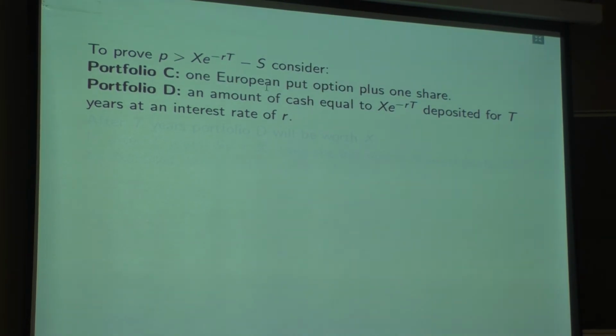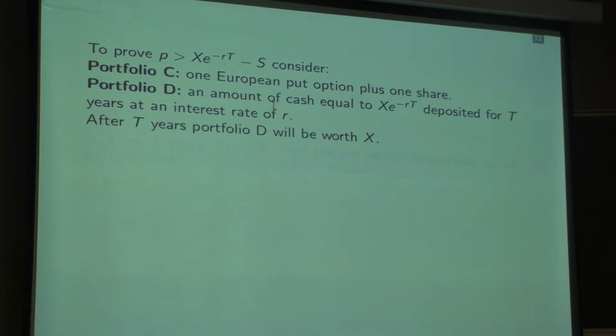So let's start with portfolio D. It has cash. We put it in the savings account. After T years, we're going to collect back X pounds. That's the amount of cash in portfolio D. But now let's ask ourselves, what's happening with portfolio C at expiration?